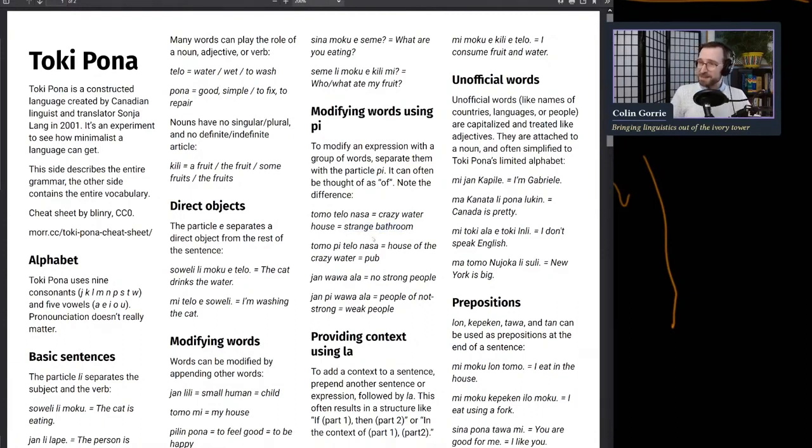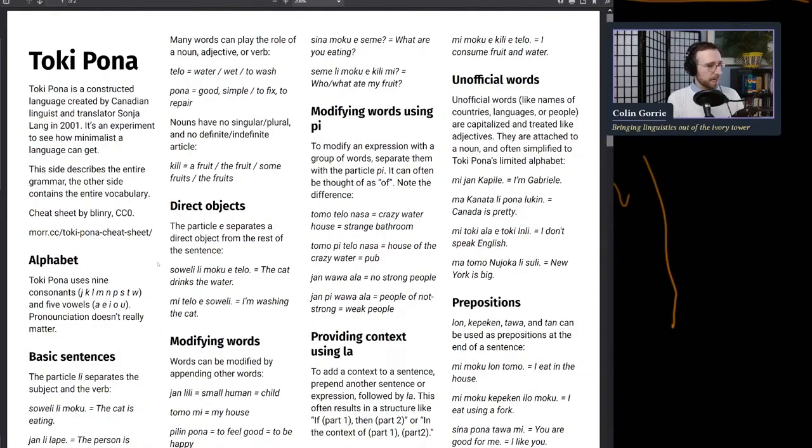So there's a lot that comes out of this compounding, and because any language that has only 120 roots still needs to express a lot about the world, there's a lot left up to the participants in the communication. And so we can see things like jan lili, meaning literally small human, or human small, I think would be the word order. But it's used as a word for child. So it's both small human and child, depending on the context. And so a lot about Toki Pona depends on the context.